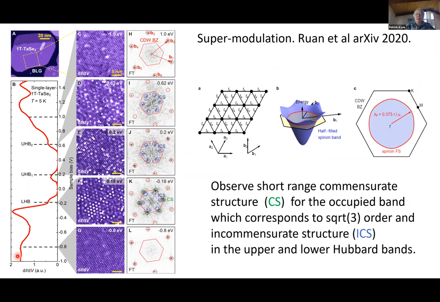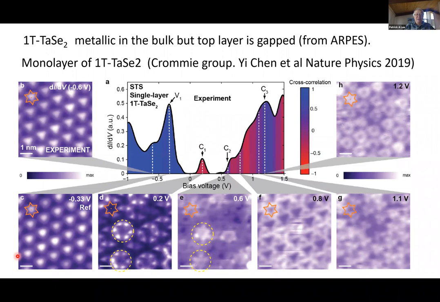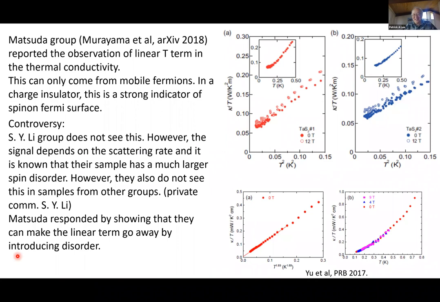When you do STM, you add an electron, so you add a charge and a spin. Ah, okay. So they haven't looked at thermal conductivity or something. Not in one layer. You cannot do that in one layer. I see. At least it's hard. It's challenging. That would be amazing if they can do thermal conductivity. Yeah, that would be great. Maybe it's possible. In the quantum Hall, they can do one layer.